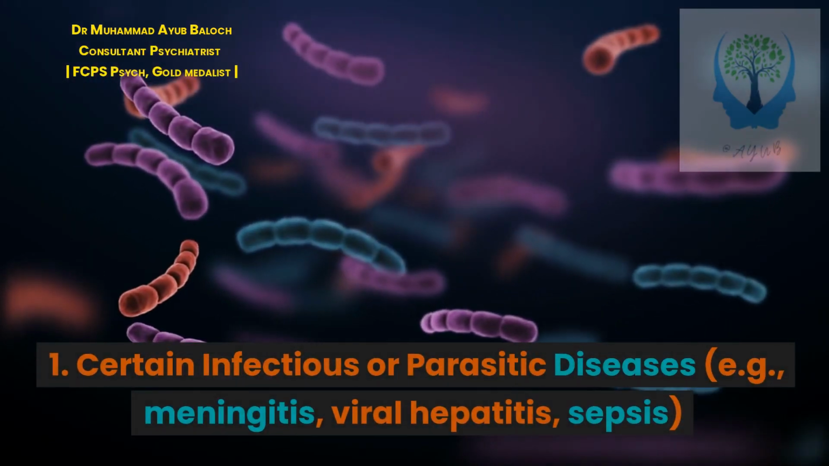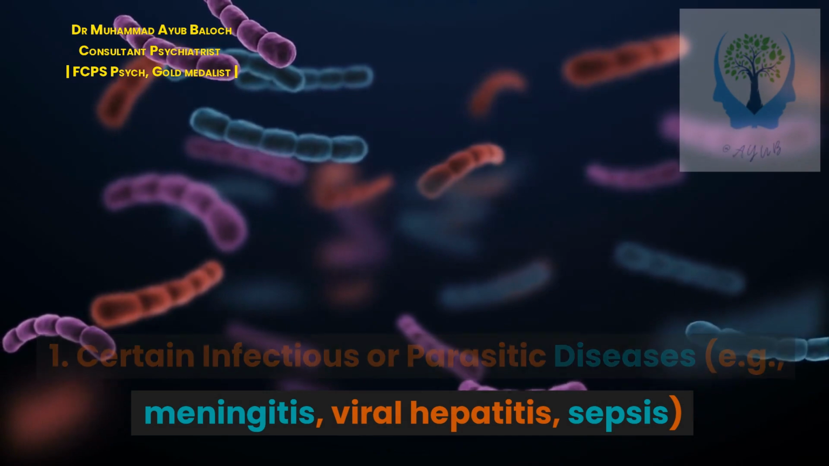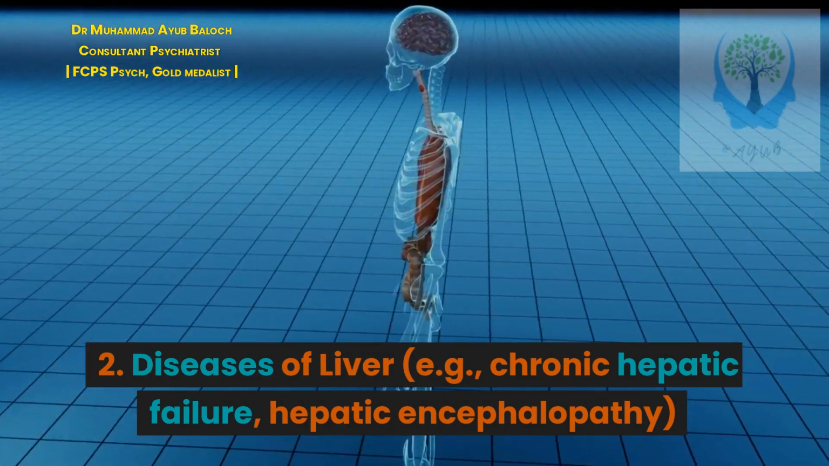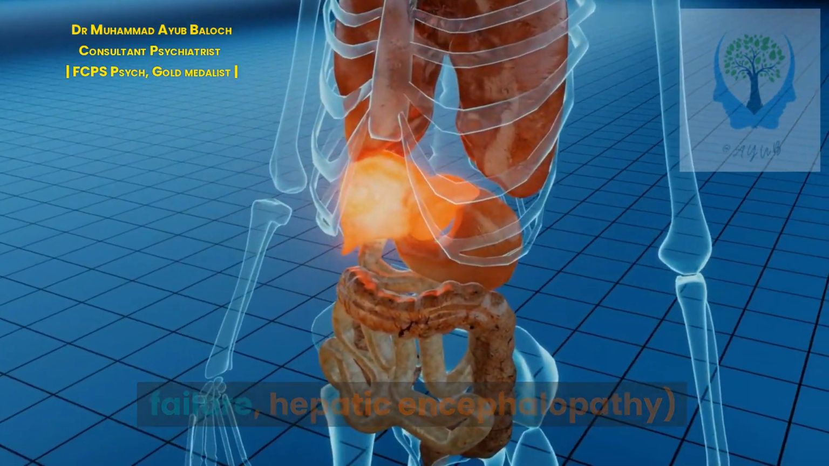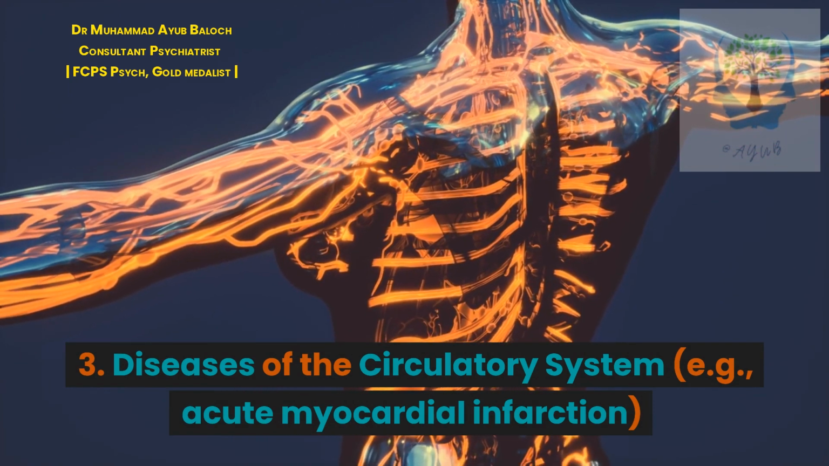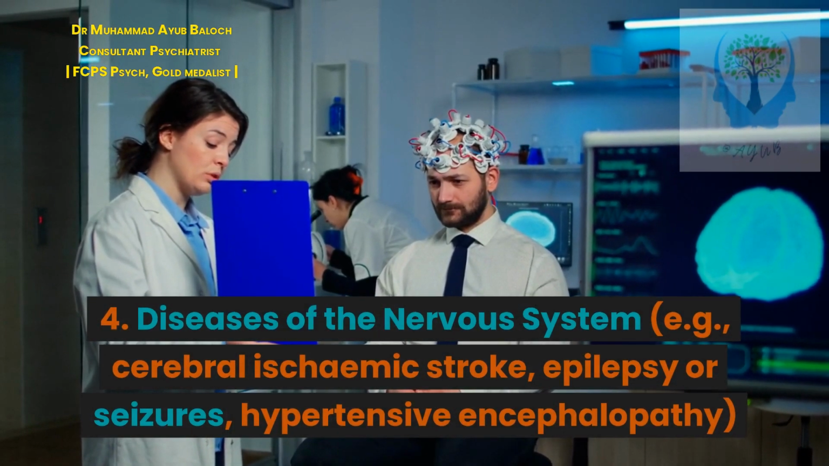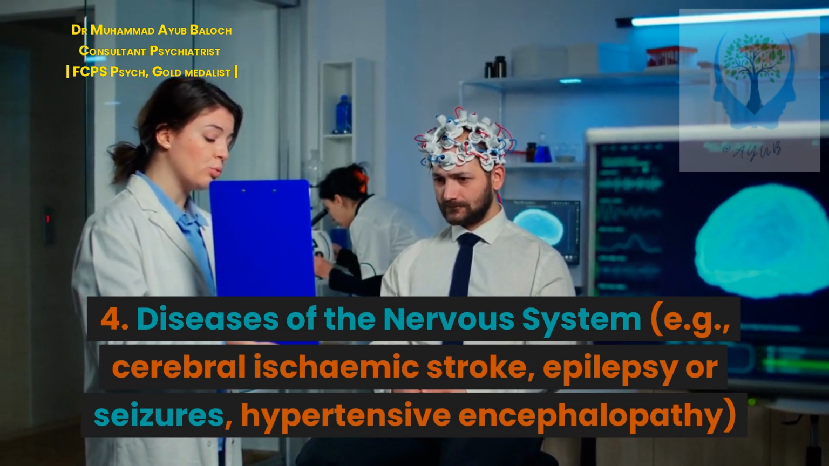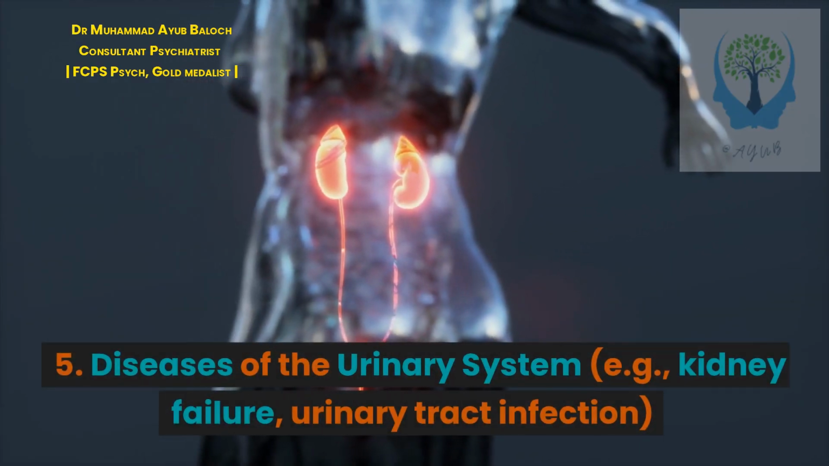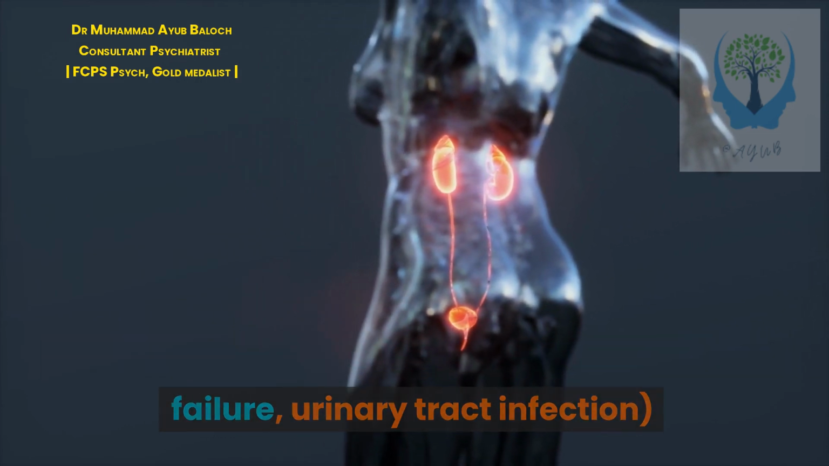1. Certain infectious or parasitic diseases, for example, meningitis, viral hepatitis, sepsis. 2. Diseases of liver, for example, chronic hepatic failure, hepatic encephalopathy. 3. Diseases of the circulatory system, for example, acute myocardial infarction. 4. Diseases of the nervous system, for example, cerebral ischemic stroke, epilepsy or seizures, hypertensive encephalopathy. 5. Diseases of the urinary system, for example, kidney failure, urinary tract infection.